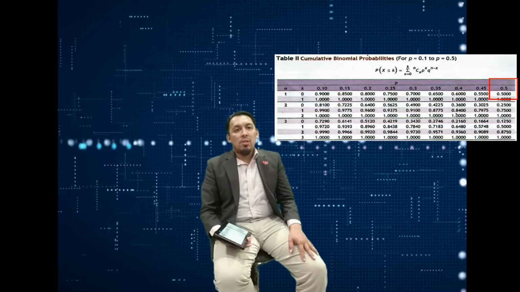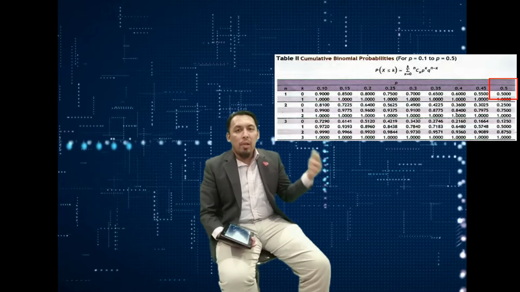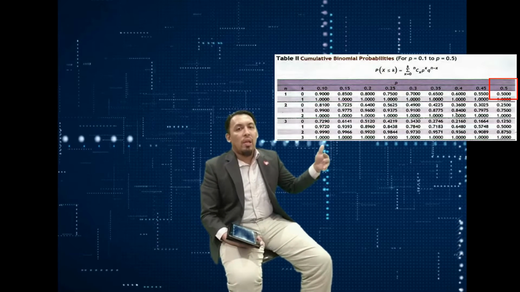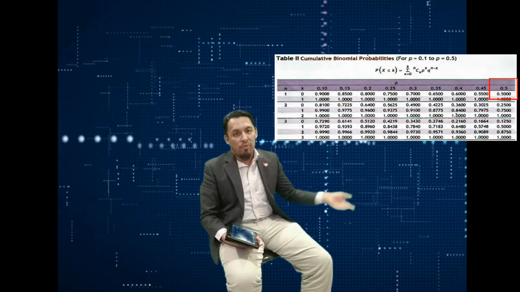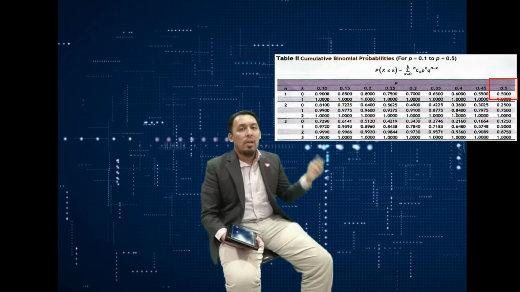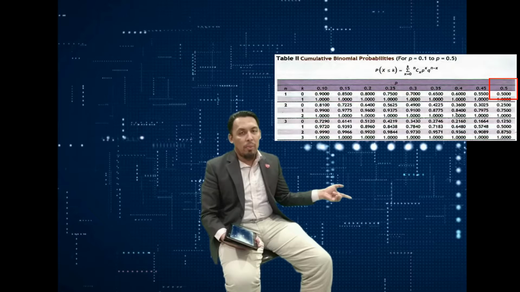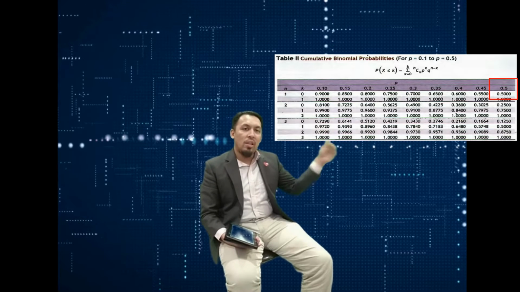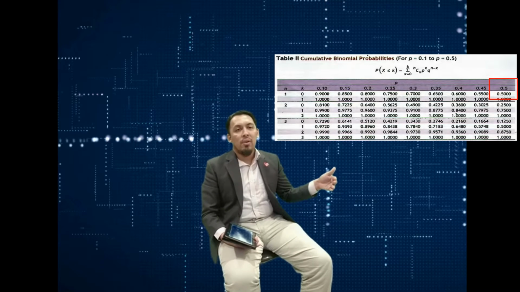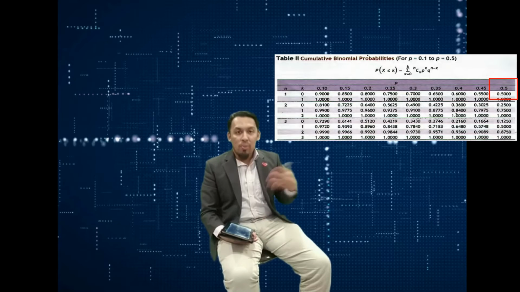There are other tables that have been developed with p more than 0.5. You can try to look at them after this, but in the case that you have this kind of table where p only goes up to 0.5, there is a way to deal with it. So let's try to do that by discussing example 2.10.